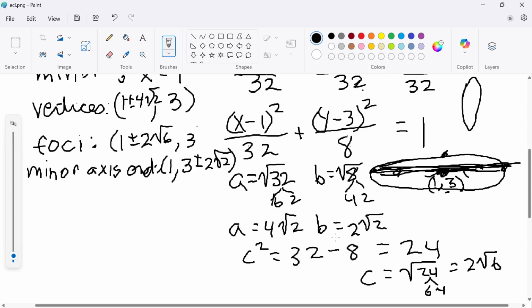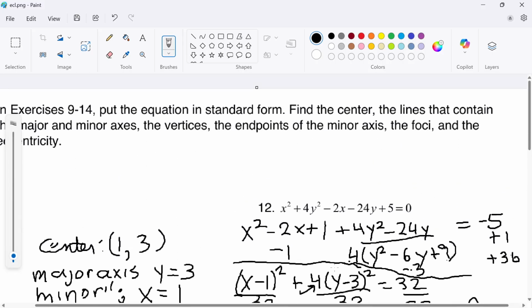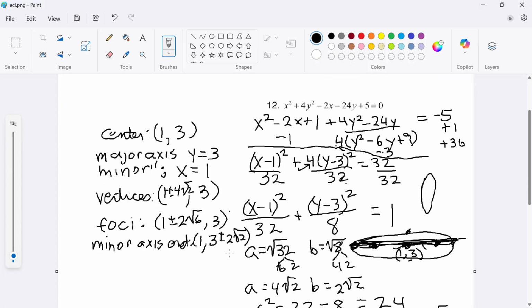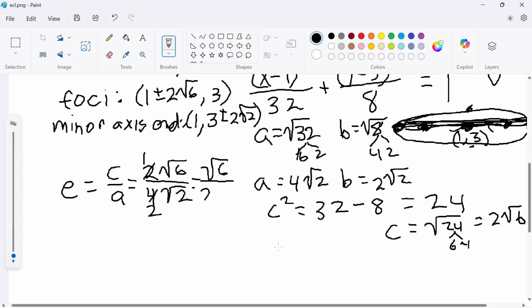So the foci are going to be at 1 plus or minus 2 square root of 6, comma 3. These are the vertices, and these are the foci, a little bit closer to the center. And what else? Did it ask for anything else? Foci. And the eccentricity. Eccentricity is just equal to C over A, which is 2 square root of 6 divided by A, which I found was 4 square root of 2. 2 goes into 2 once, 2 goes into 4 twice.